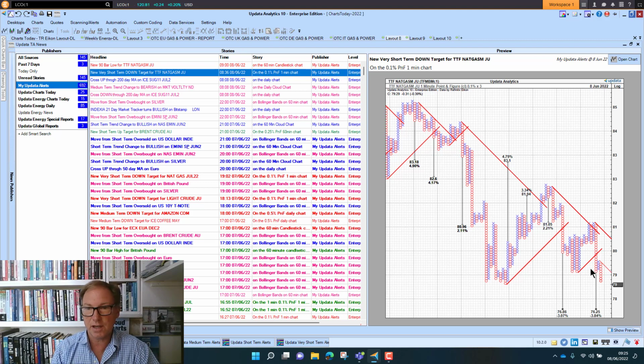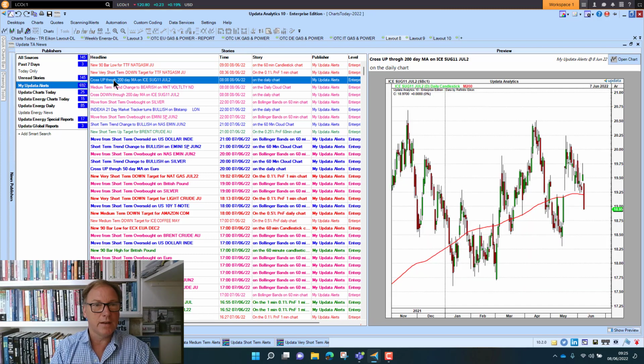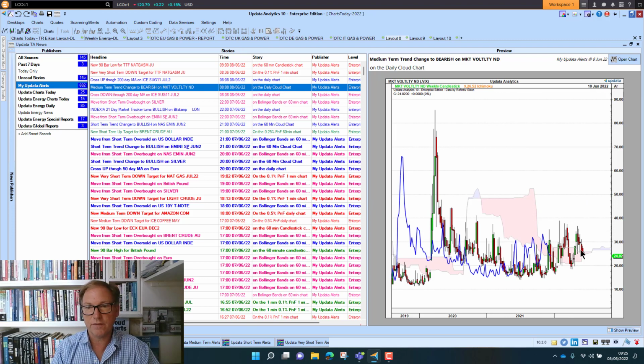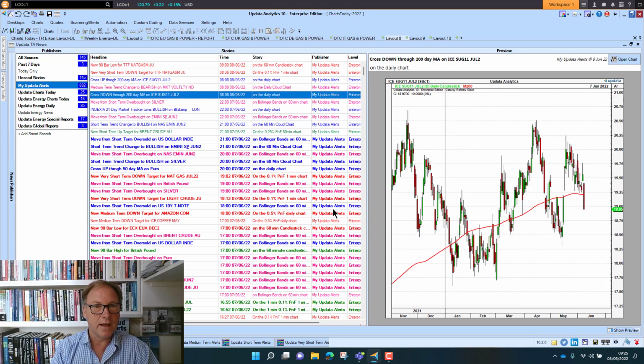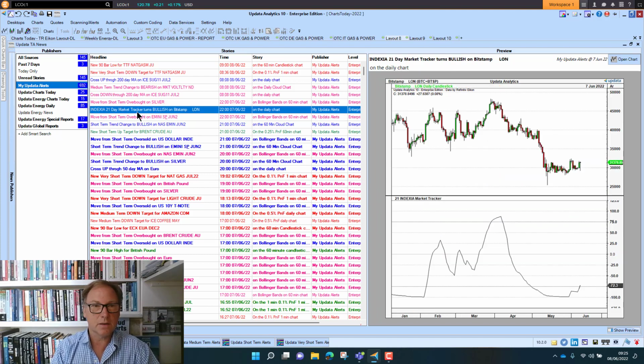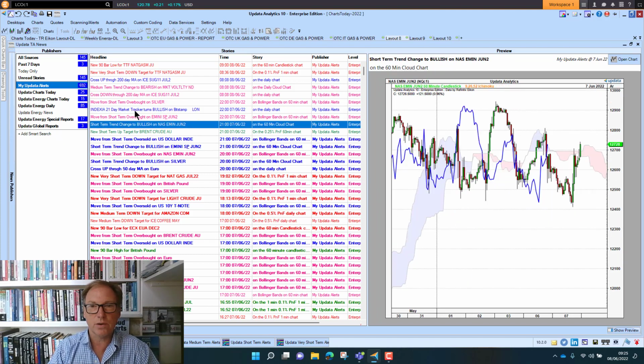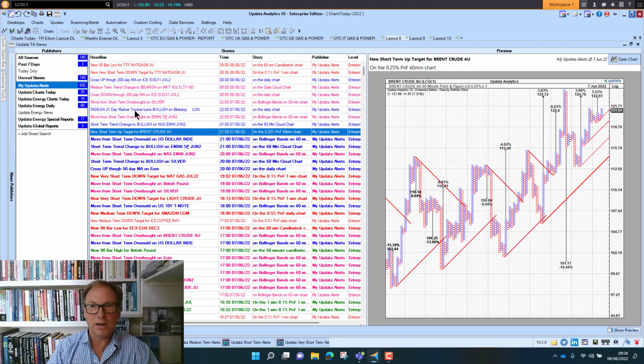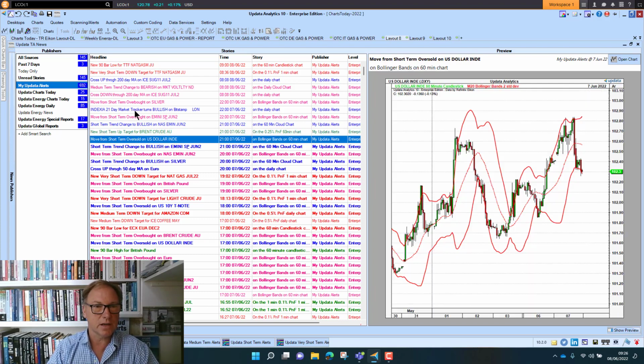Here we see the downside targets that come in this morning on the 1 minute chart. So those are very short term alerts. Then a cross up through the 200-day moving average. We've got a trend change to bearish on the VIX. We've gone below the cloud, down through the 200-day moving average on sugar, overbought on silver. We've come back through the Bollinger Band, so we're moving away from overbought. The index in market tracker, and you can literally just go through these alerts. There's an interesting one there, the Nasdaq bullish on the price above the cloud on the 60-minute chart. Brent crude, new targets to the upside, so that's really quite key.